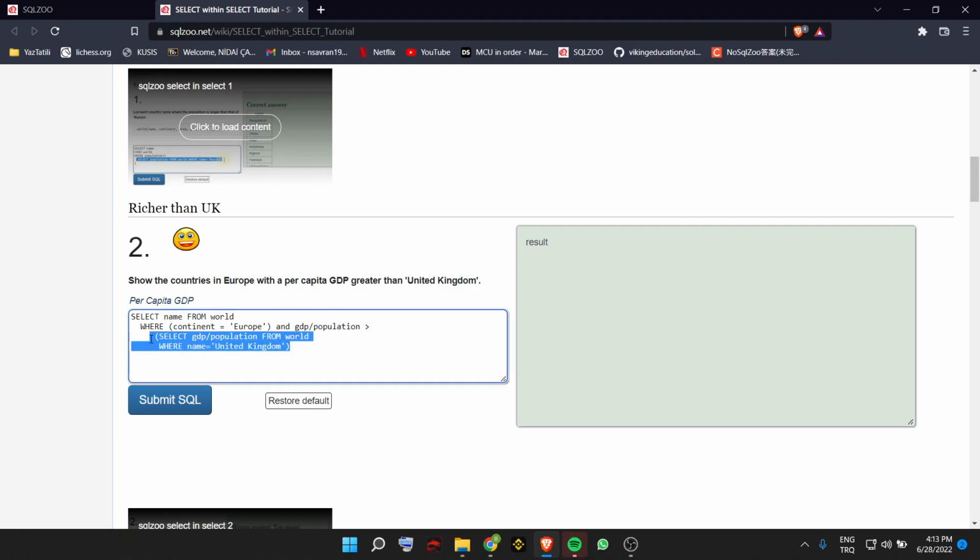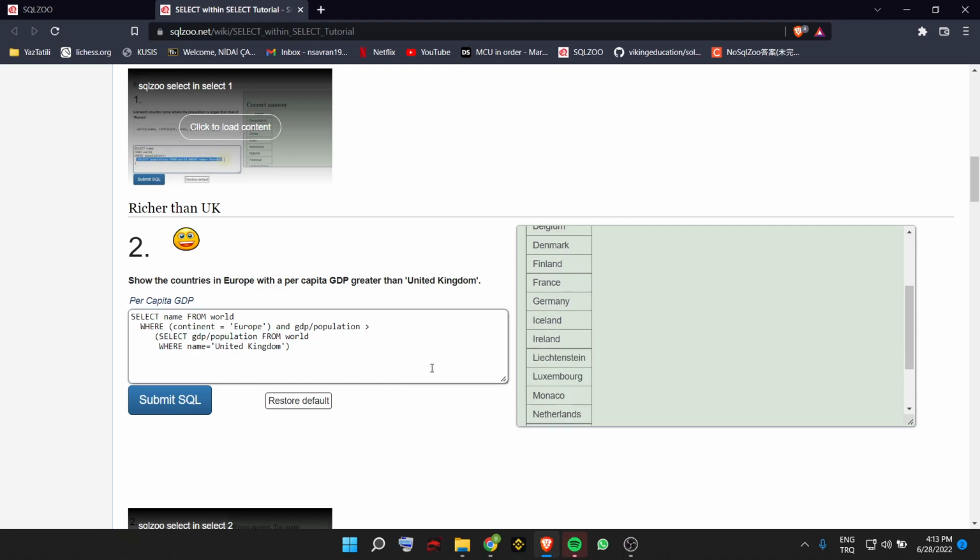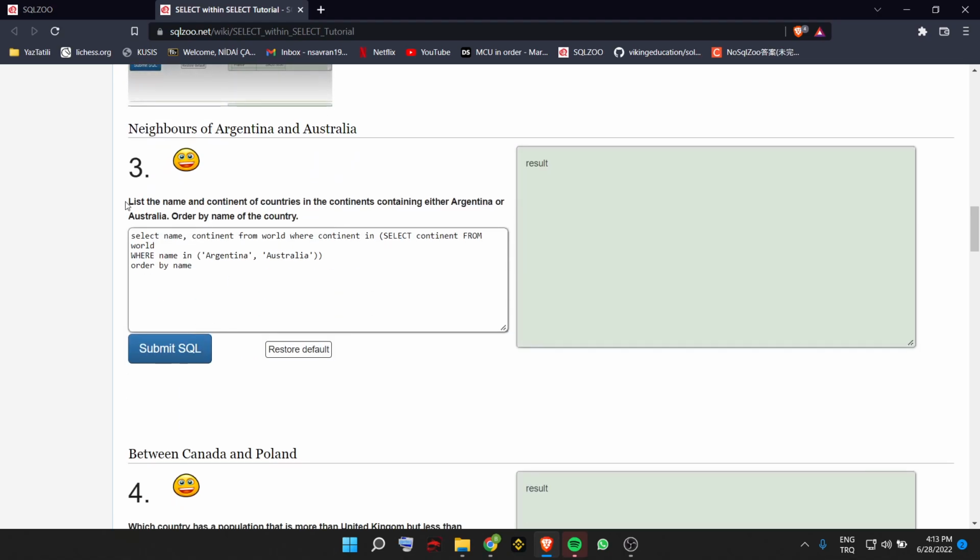Show the countries in Europe with a per capita GDP greater than United Kingdom. First, find the per capita GDP in United Kingdom, then pick the countries where the continent is Europe and per capita GDP is bigger than United Kingdom's per capita GDP. It's correct as well.